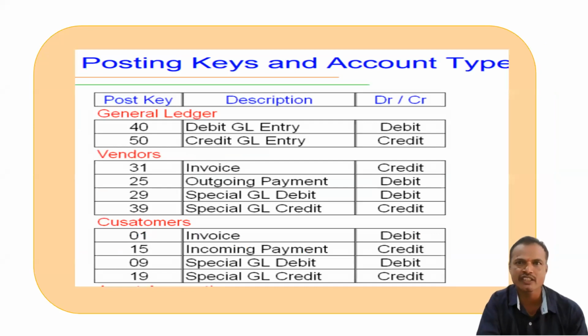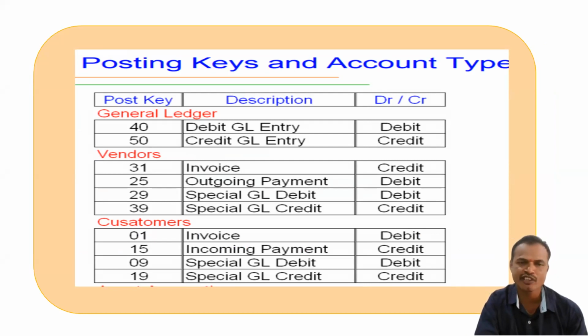Next, posting keys. While you are posting an entry in the SAP system, you have to assign a posting key, for both debit entry and credit entry. In SAP, particular standard posting keys are available in the system. While you are posting a GL entry, the debit posting key is 40 and the credit posting key is 50.